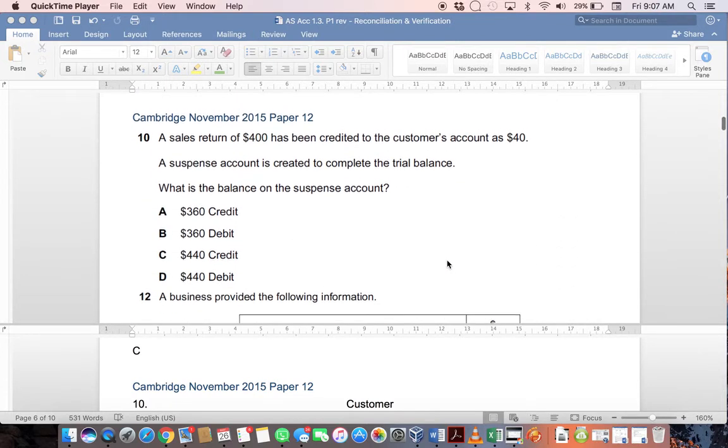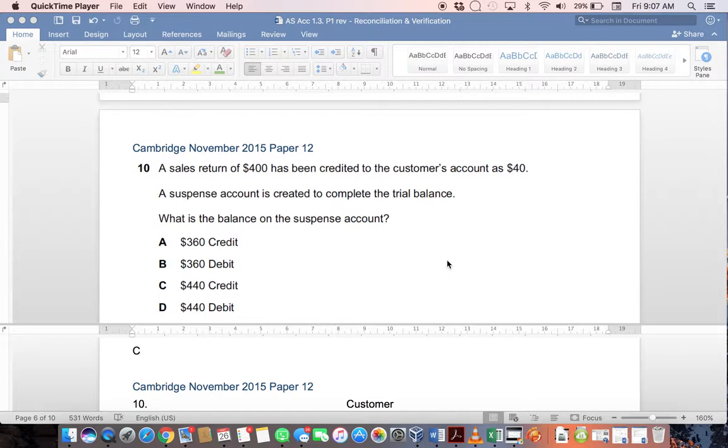Number 10 from November 2015, paper 1-2. A sales return of $400 has been credited to the customer's account as $40. A suspense account is created to complete the trial balance. What is the balance on the suspense account? Remember, your suspense account will have the balance that you need to do to correct the error.